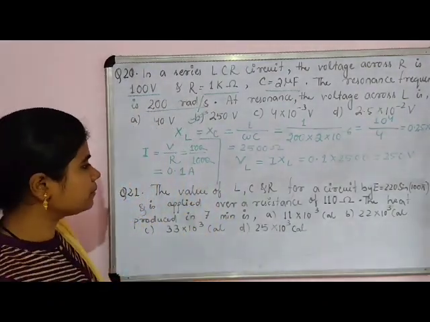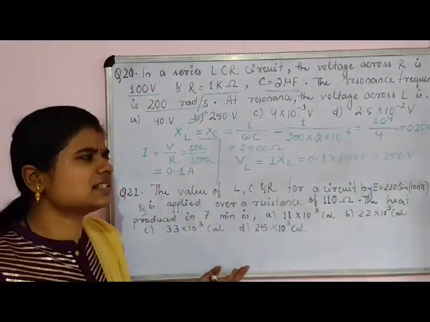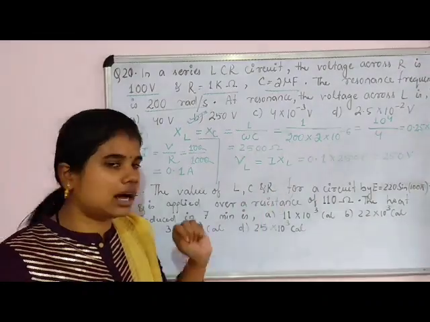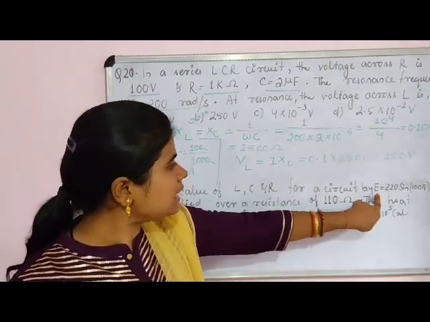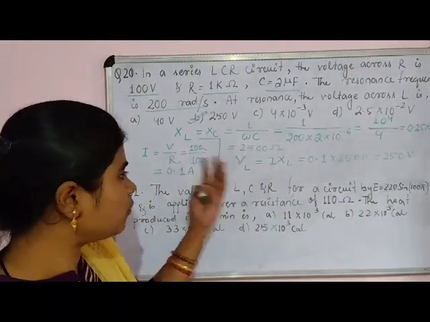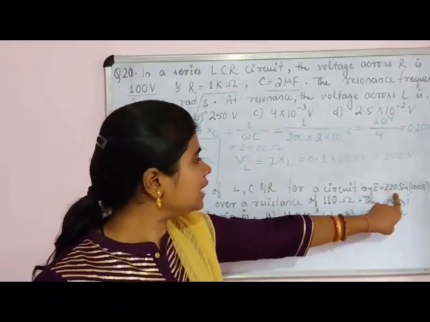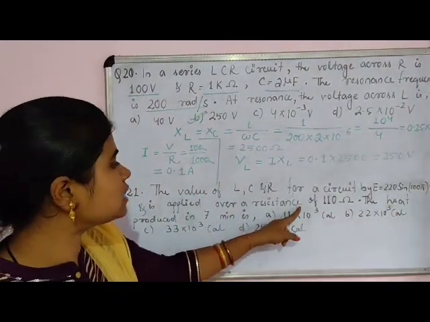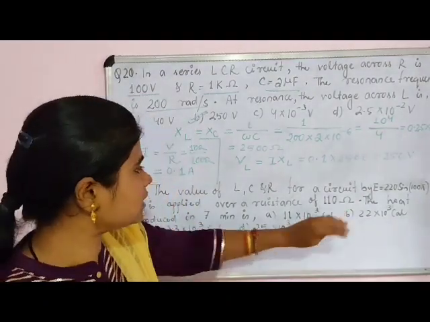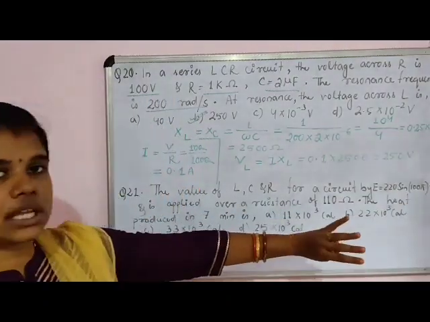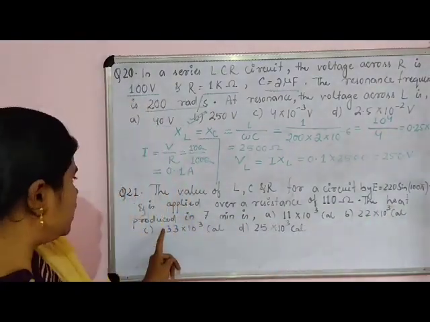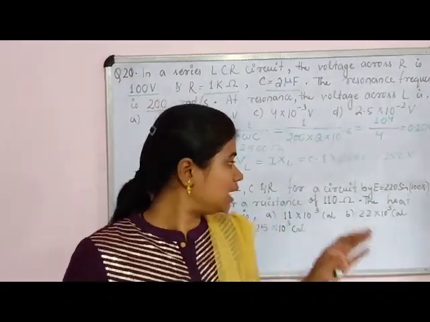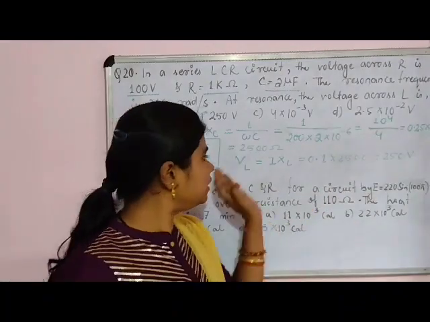As you can see, this question is again a series combination LCR circuit type of question. The EMF, or the voltage, is 220 sin 100 pi t volt and is applied over a resistance of 110 ohm. Resistance is given to us and the EMF of the circuit is given to us. The heat produced in 7 minutes is, so we need to find out the amount of heat produced in the series circuit in the provided condition.